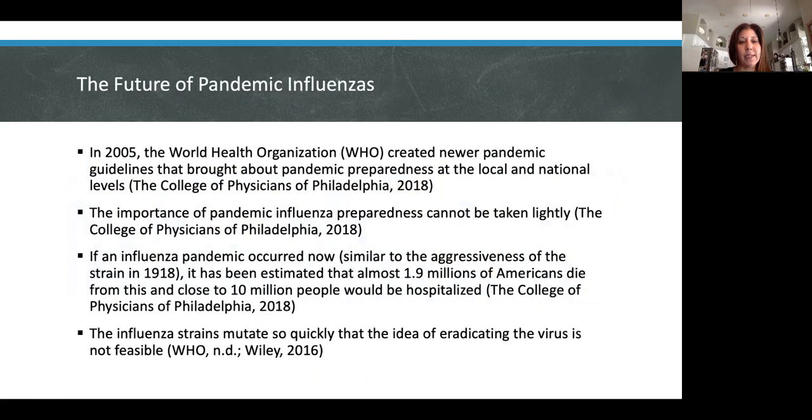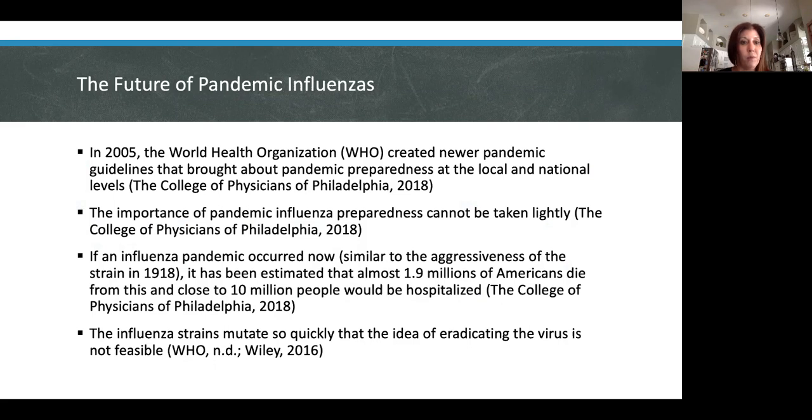So, the future of pandemic influenzas. In 2005, the World Health Organization created newer pandemic guidelines that brought about pandemic preparedness across all levels. And this pandemic preparedness cannot be taken lightly. We've had a lot of discussion board posts around this pandemic and how, for our future ones, we need to be prepared. And the research is saying it's not if another pandemic of influenza will occur, it's just when.